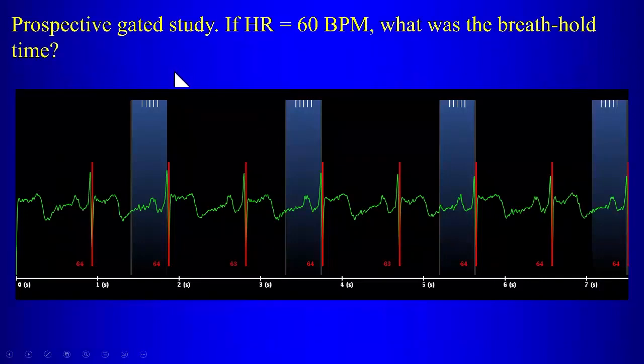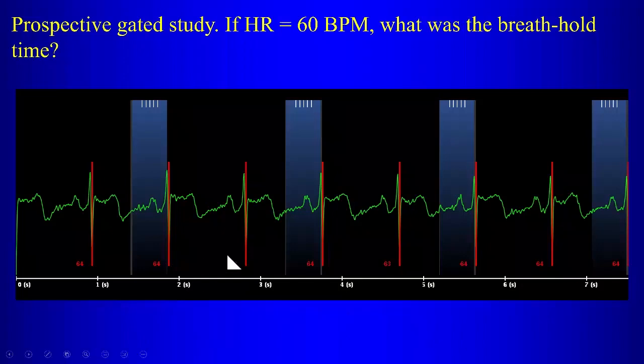Now here's a prospective gated study. Again, heart rate is 60 beats per minute. So here, how long did the scan take? 3 seconds. Well, same thing, right? Like 6 seconds or something? Well, let's see. 1, 2, 3, 4, 5, 6, almost 7, right?